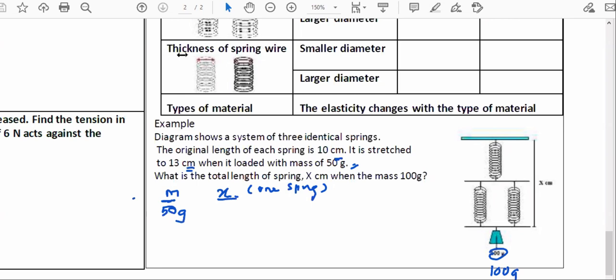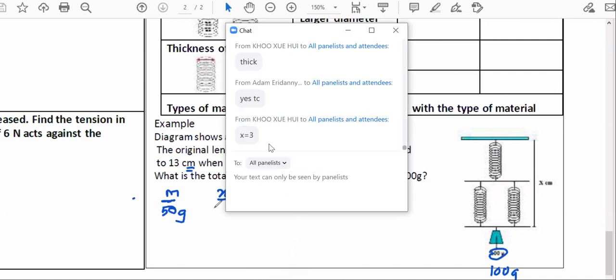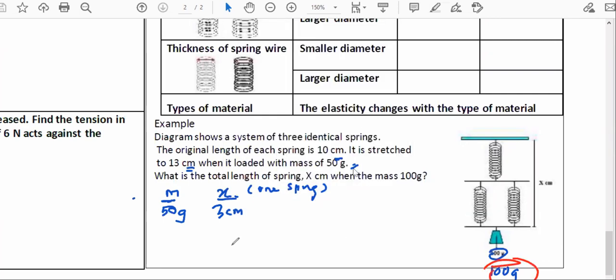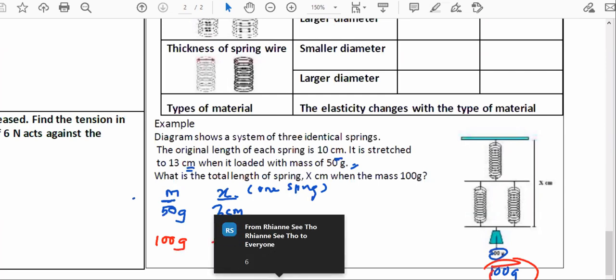Yeah, a stiffer spring confirm has a bigger spring constant. Yes. So 13 minus 10, you have 3 cm. Very good. So we always give the idea for one spring. Then the system is subjected to how many gram? 100 gram, right? So it's double of this. That means the extension will automatically become how much? Yes, 6 cm. Very good.